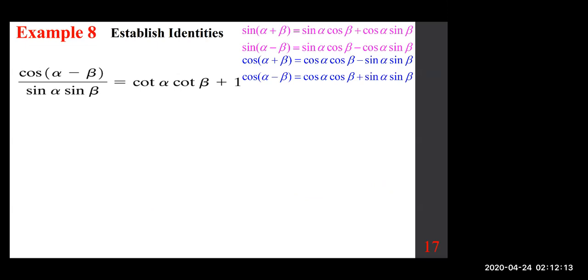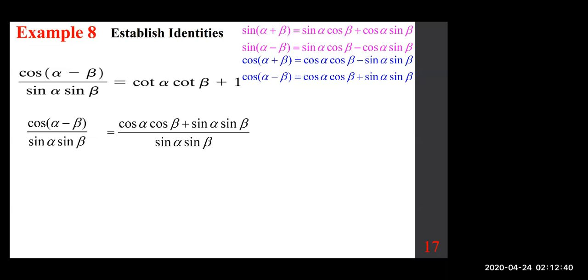Okay, we want to prove this identity. We start from one side. For example, in this case, the left side, cosine of alpha minus beta over sine alpha sine beta. That's what we are going to start with. Cosine of alpha minus beta uses the fourth formula. Okay, cosine alpha cosine beta plus sine alpha sine beta, and we write the bottom.